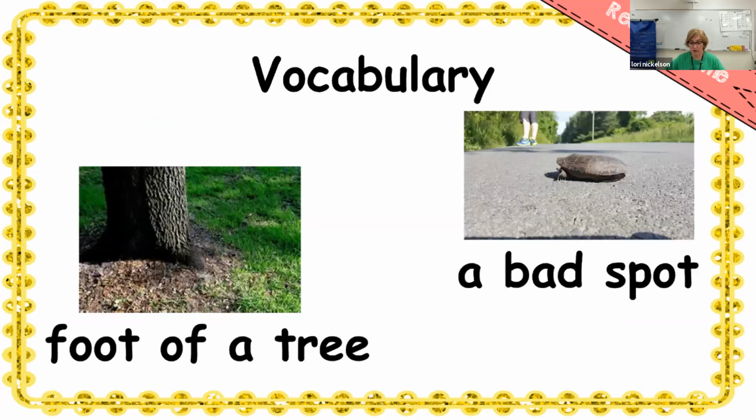Our vocabulary, we have the foot of a tree. What do you think the foot of the tree is? It's the bottom of the tree, isn't it? A bad spot. What do you think that is? It's a bad situation, isn't it? That turtle is in a bad spot because it's on the road.